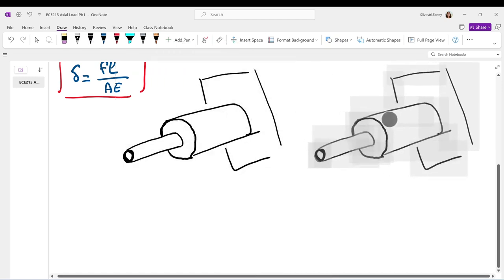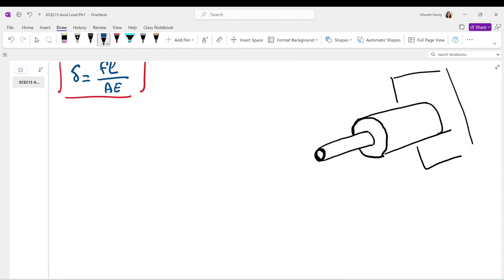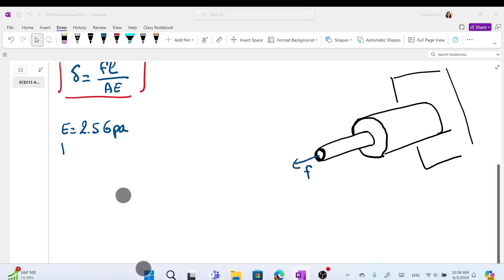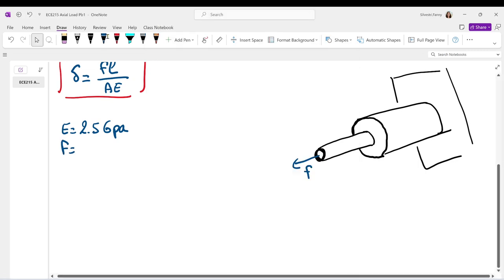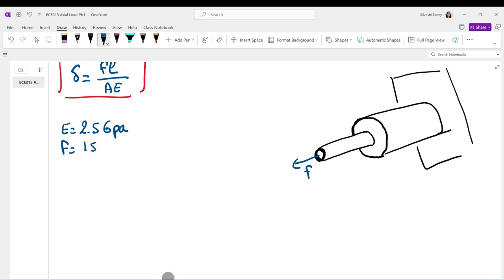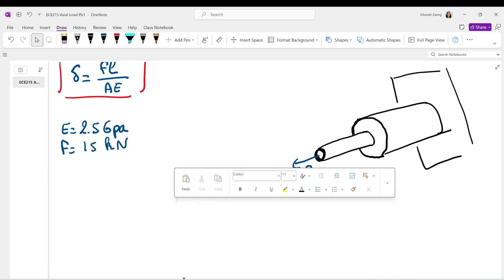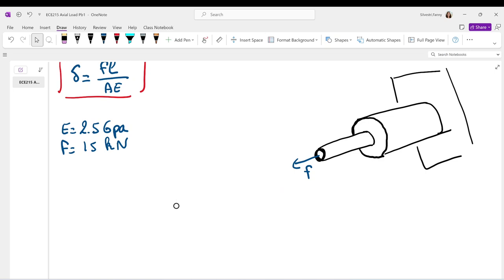Let's move that there. So what do we know? We know that the material E equals, let's say, 2.5 gigapascal. This is nylon. We know the force that is applied there. We know that the force equals, as an example, 15 kilonewton. We apply a lot of force on that rod. Let's see if it's deformed or not.